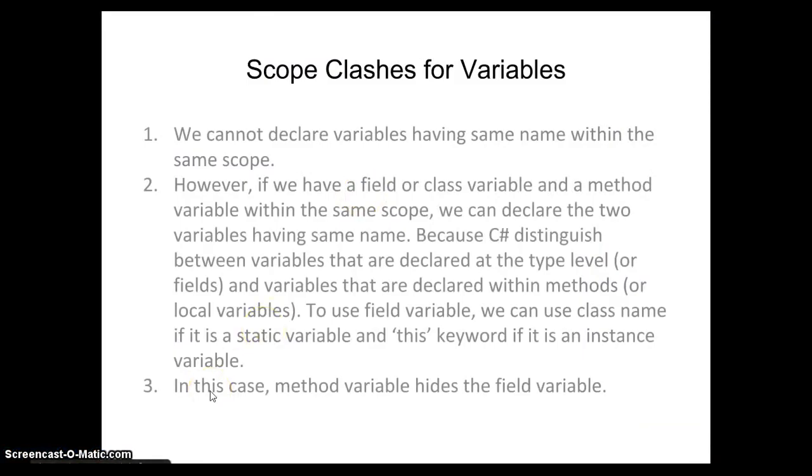So in this case, how does C# distinguish between the two variables? The method variable has a higher precedence, so it hides the field variable, or the class variable, by default.